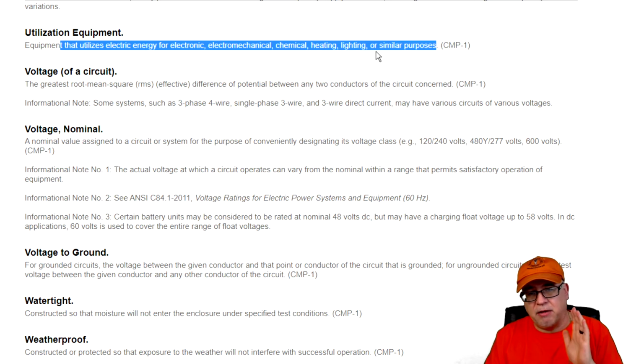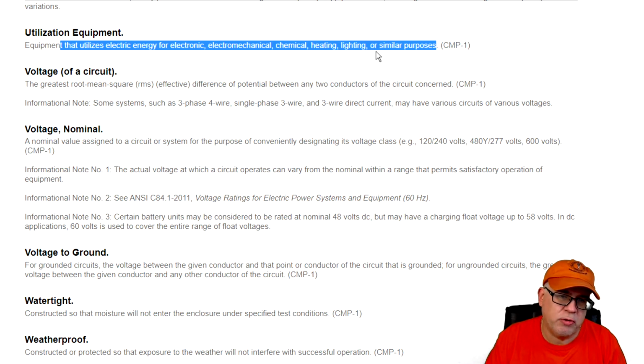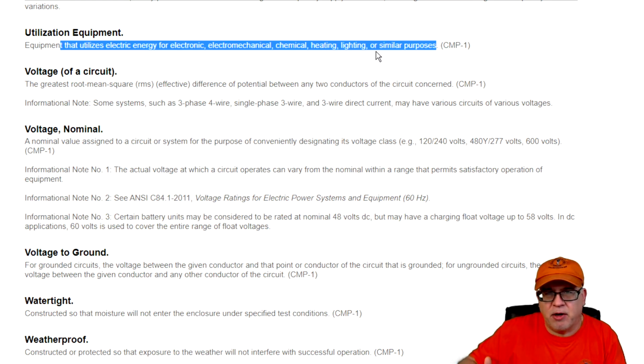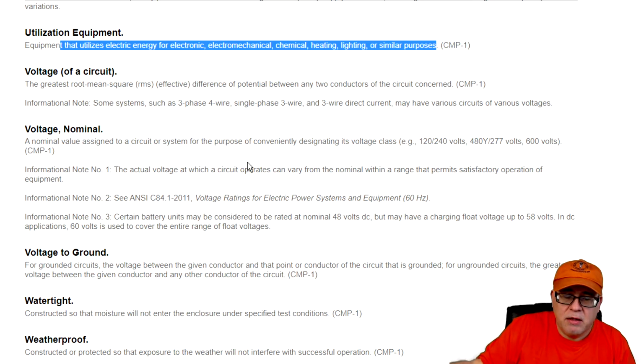So if I'm connecting to an outlet, remember the definition of an outlet is a point where utilization equipment can make a connection. If it is involved with electronic, electromechanical, chemical, lighting, heating, or similar functions, and it connects to the system, then that is called utilization equipment, okay? An example might be a unit heater that is connected to an outlet. Since that equipment is connected, that's utilization equipment.